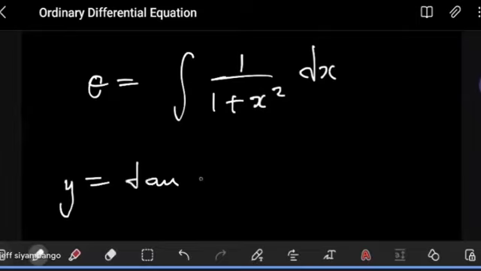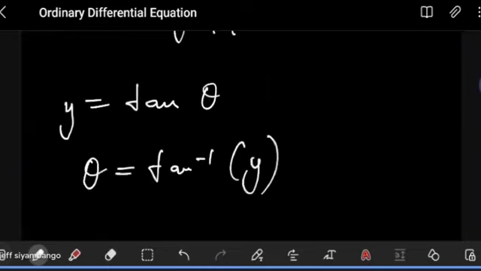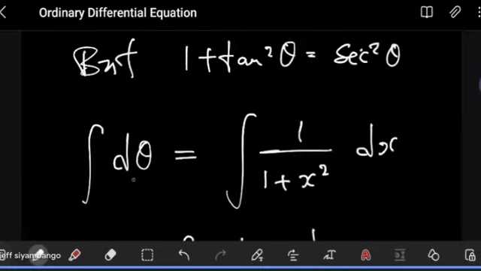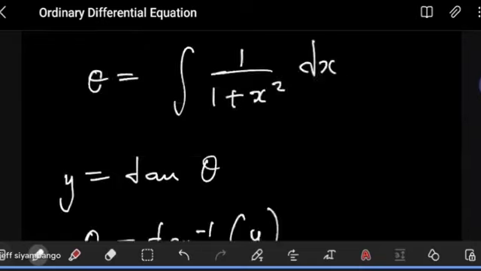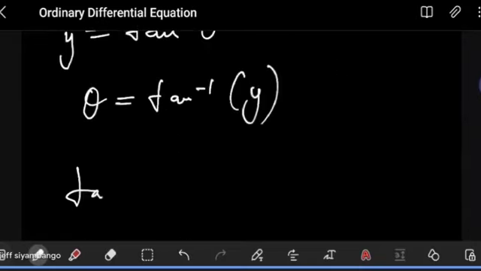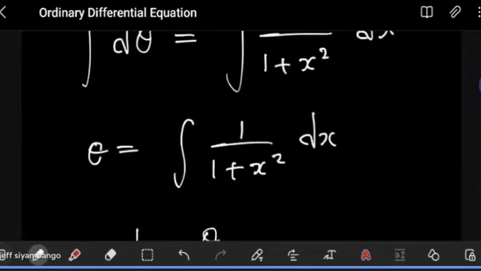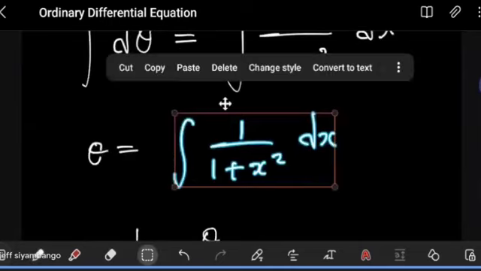So we had tan theta here. This implies that theta has to be equal to tan inverse of y. So where we have theta here, we're going to put tan inverse of y. So we had theta here, we're going to have tan inverse of y equal to, on the right side, we still have this part.